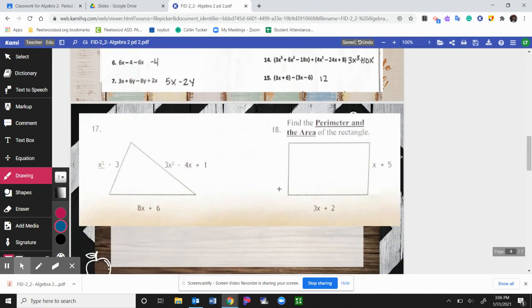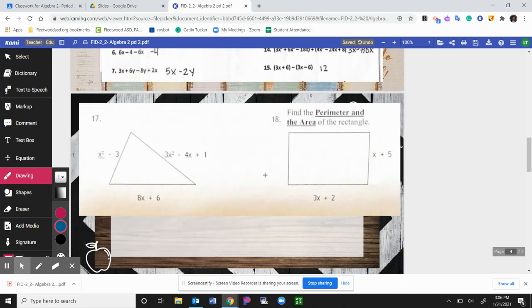All right, guys, so I want to talk a little bit about perimeter. Okay, so perimeter, guys, is just adding up all the sides. So if we look at this problem here, we have an x squared minus 3, a 3x squared minus a 4x plus 1, and an 8x plus 6. Literally, when you're doing perimeter, all you're doing is adding up the like terms, adding up all the sides.